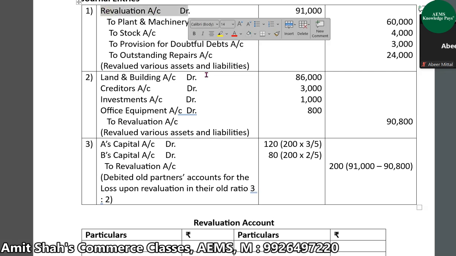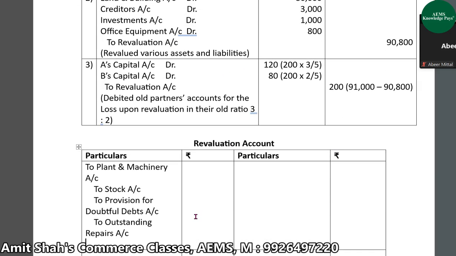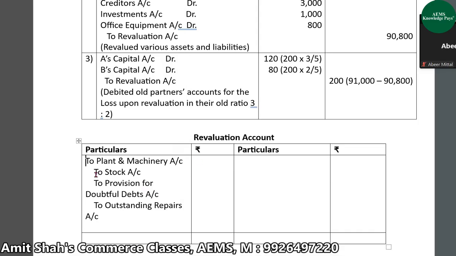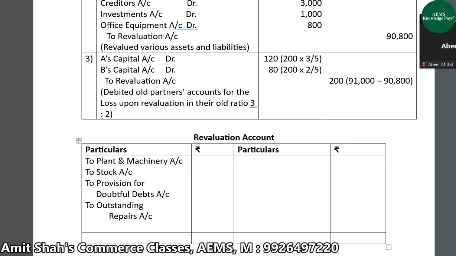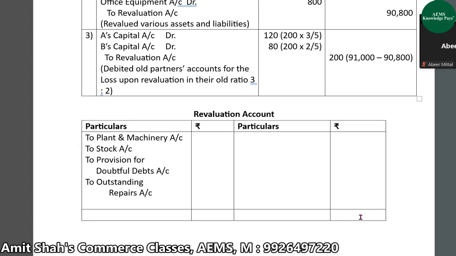So on the debit side of revaluation account, we will write to plant and machinery, to stock, to provision for doubtful debts, and to outstanding repairs account, with their respective values, that is 64,000, 3,000 and 24,000.